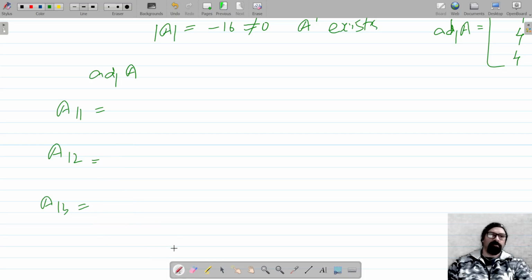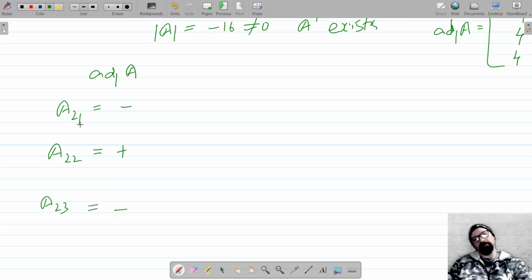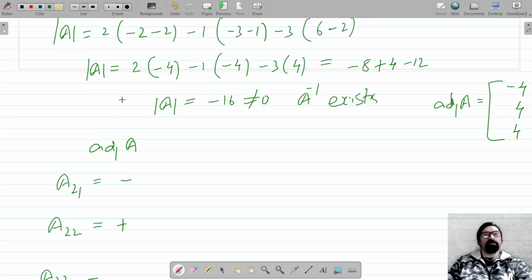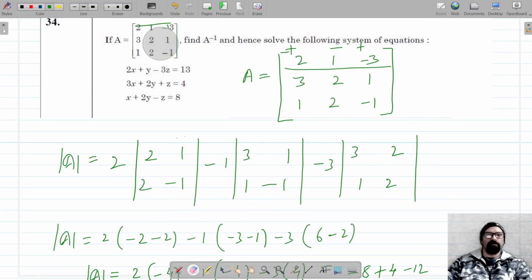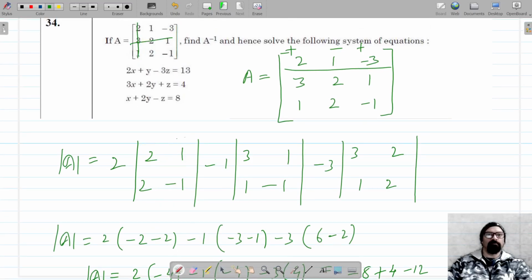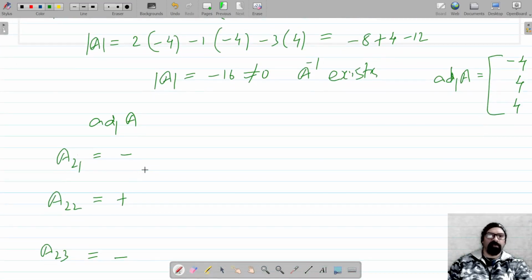So the other cofactors will be A21, A22, and A23. For A21, the signs are negative, positive, and negative. 2, 1 means 2 plus 1 is 3, which is odd, so we have to use the negative sign. Let's remove the row and the column for 2, 1. Removing that gives 1, negative 3 and 2, negative 1.